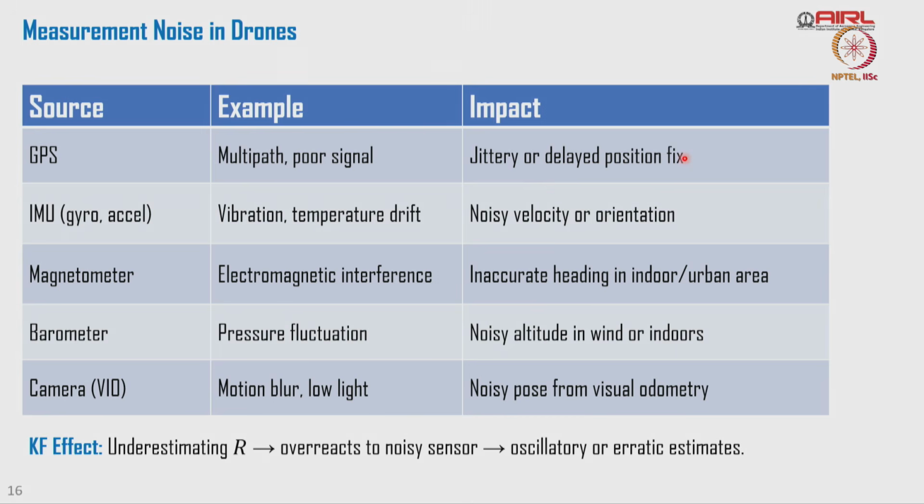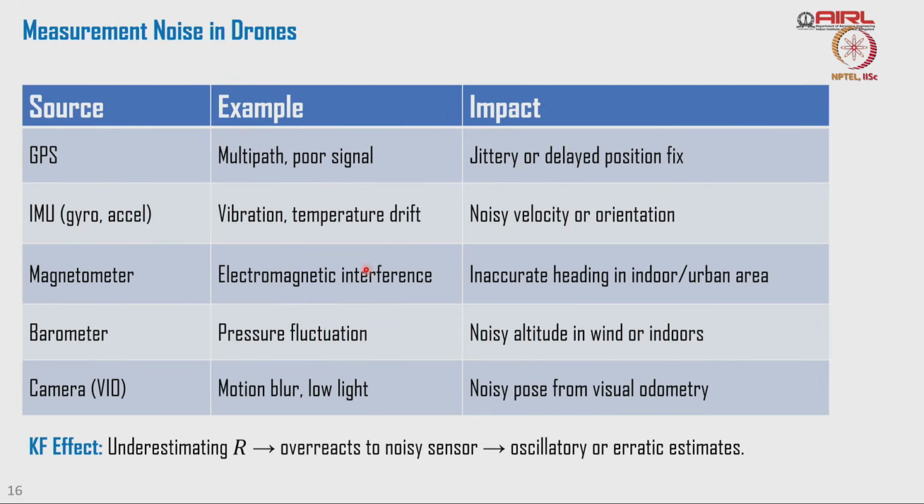IMU, there is vibration in the drone. Let us say suddenly there are some screws loosened in the motor mounting due to some wind effect or even over a period of time. That leads to vibration, and that vibration will also cause problems in your measurements. Temperature drift will also cause noisy velocity and orientation data.